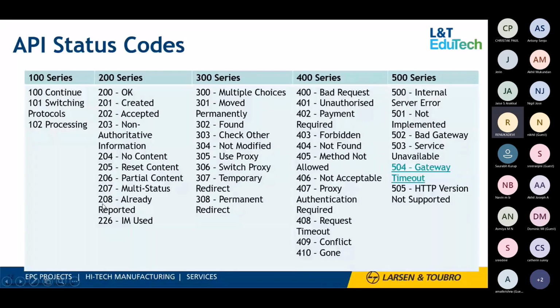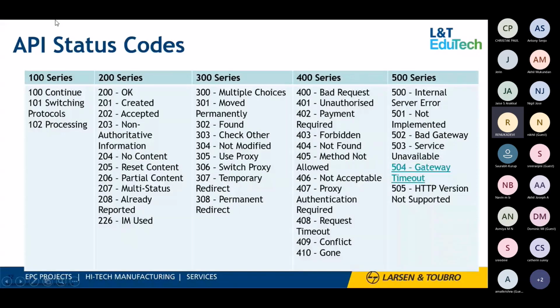So you have the 200 series like this. Similarly, the 300 series: if I'm getting 300, then it is multiple choices. The information is about multiple choices. If I'm going to have 303, then it is going to give you check other. 307 is temporary redirect, like these. These are the error messages, the status codes along with the messages they represent.